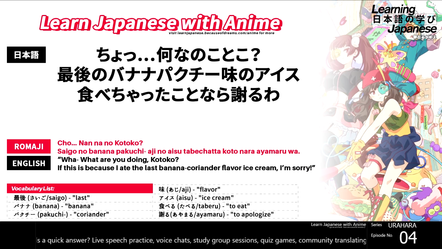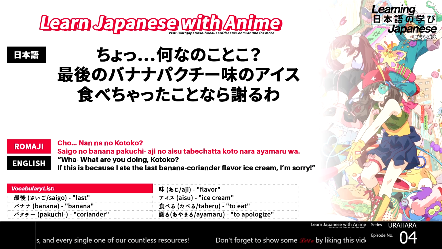Now let's move on to the next sentence, which is what we really want to take a look at. So this is the part that's actually saying if this is because of the fact that I ate the last banana-coriander flavor ice cream, I'm sorry. So let's take a look at the first word here. We have the word Saigo, which is the word that basically means last. It is going to be in a noun of a noun modification, which is what we want to use when we're saying this noun of this noun. So the first noun, as I just said, is Saigo, which means last.